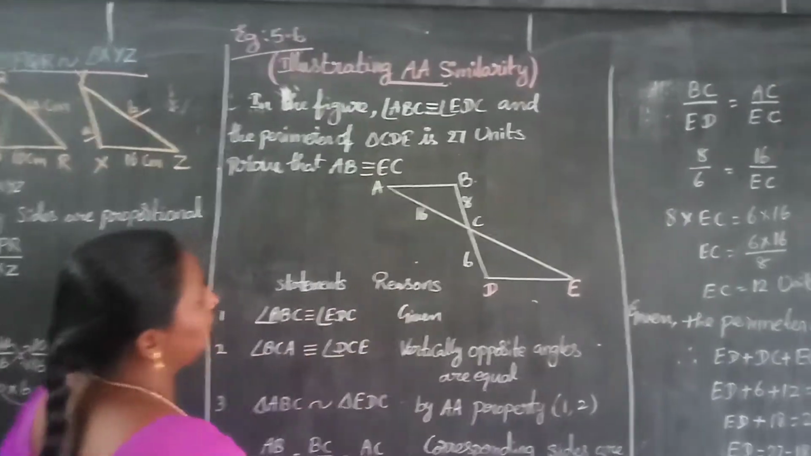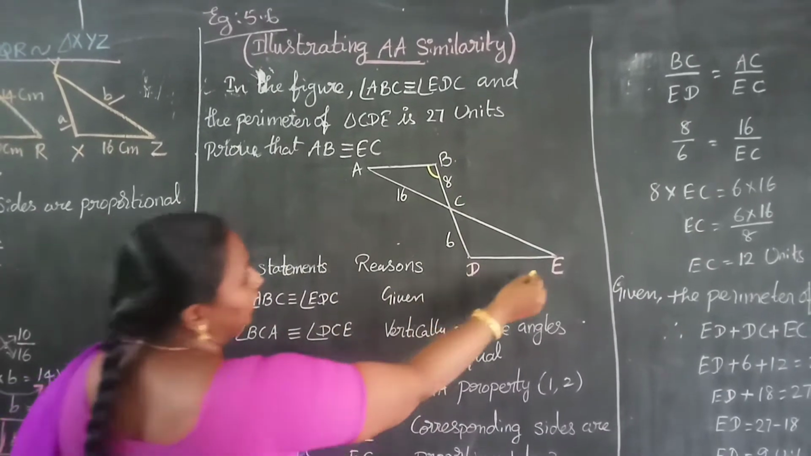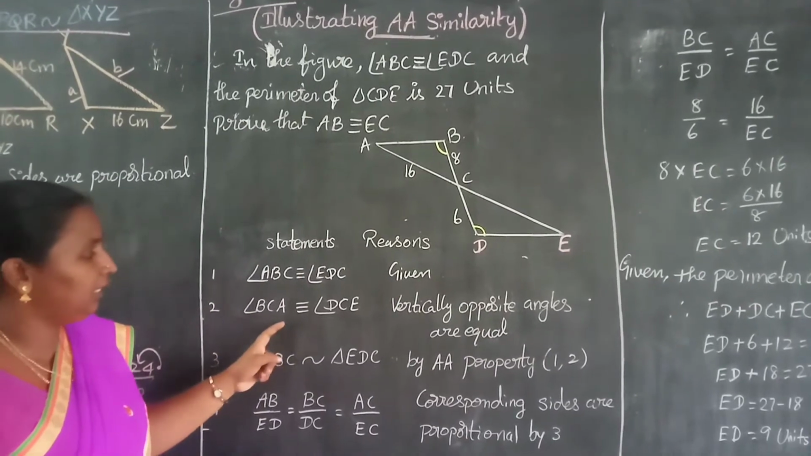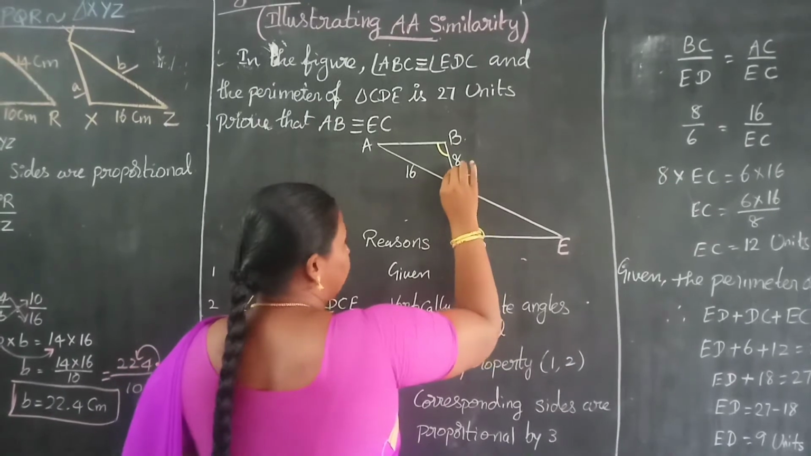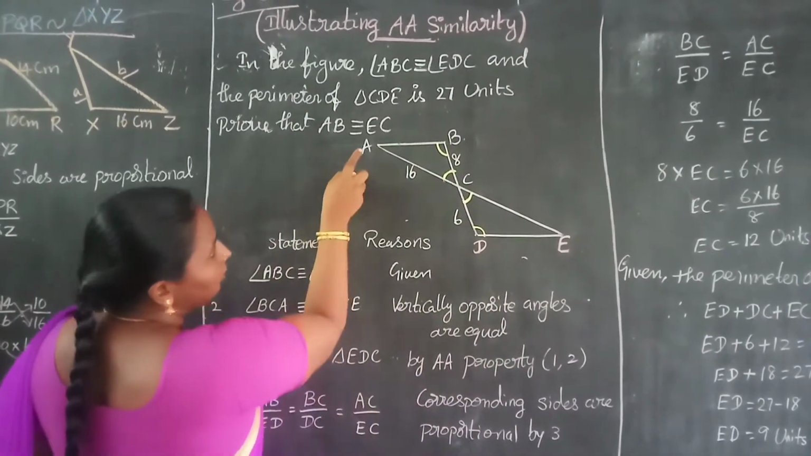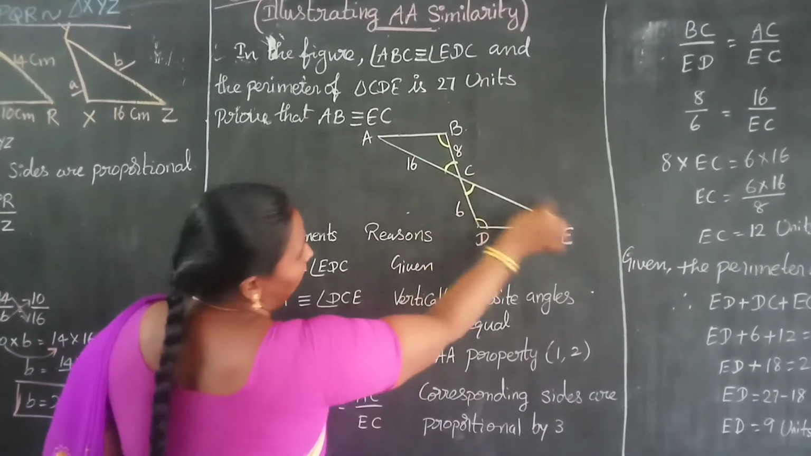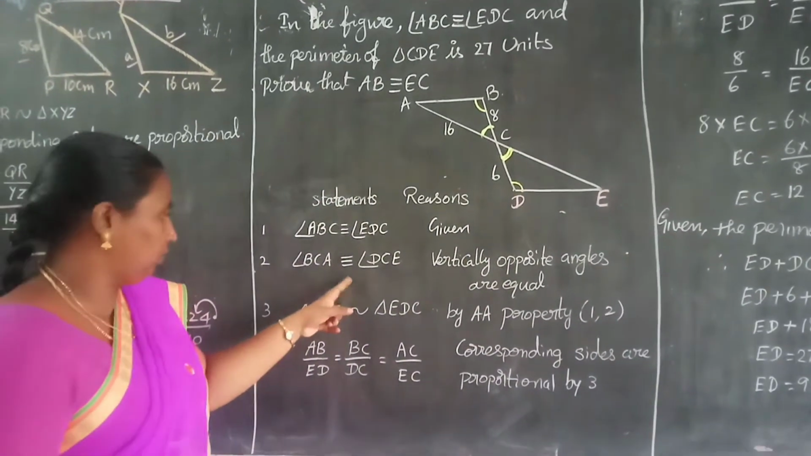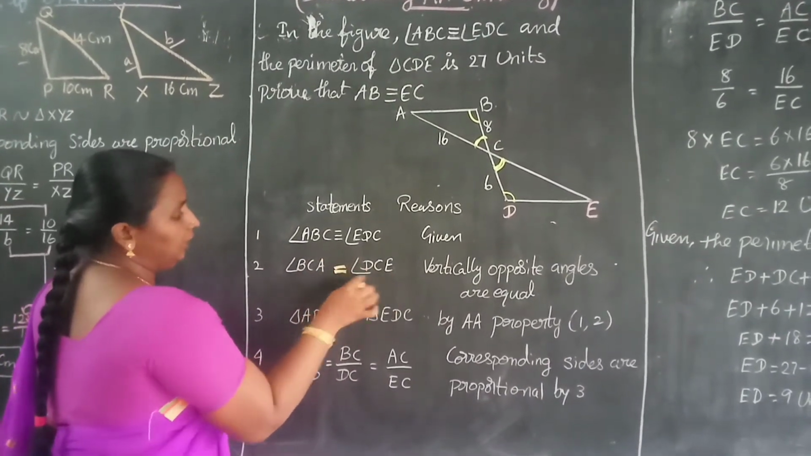Okay. So first of all, take triangle ABC and triangle EDC. They given this angle ABC is congruent to angle EDC, this angle. Okay. So then angle BCA is congruent to angle DCE. Already we know vertically opposite angles are equal. These two are vertically opposite angles, you know. So angle ACB is equal to angle DCE. These two angles are vertically opposite angles and they are equal.